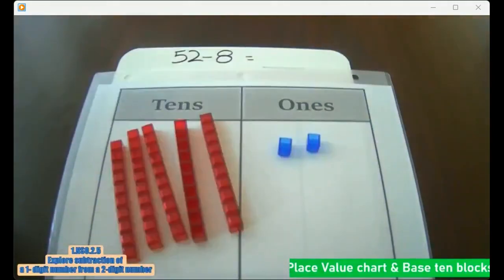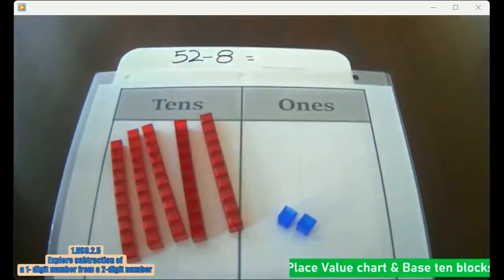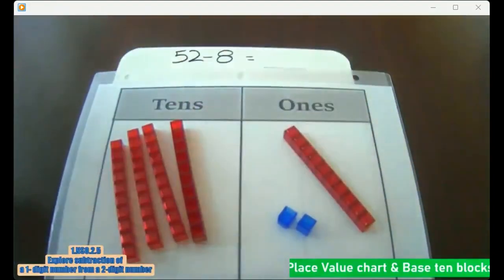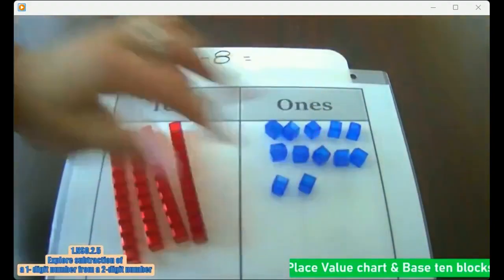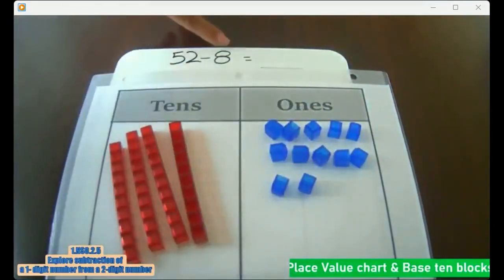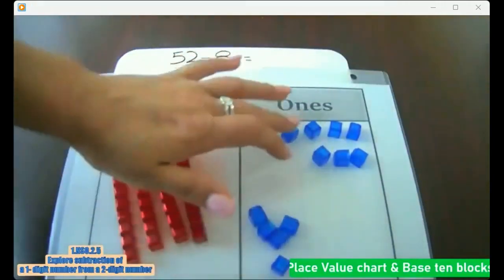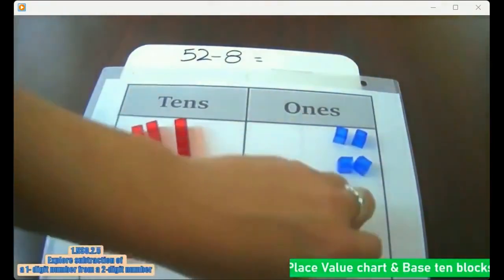In this problem, students will quickly figure out that if I have to take away 8 and only have 2 ones, that's not possible. So they need to go regroup one of the 10s and exchange it into 10 ones. Those 10 ones are then added back into the ones that were previously there. Then students should be able to take away their 8 counters as needed to determine what is the missing part.